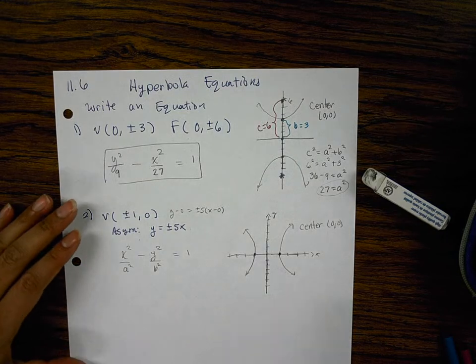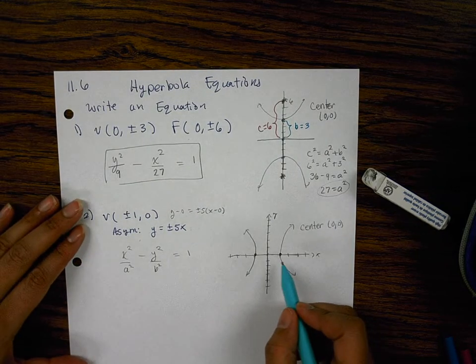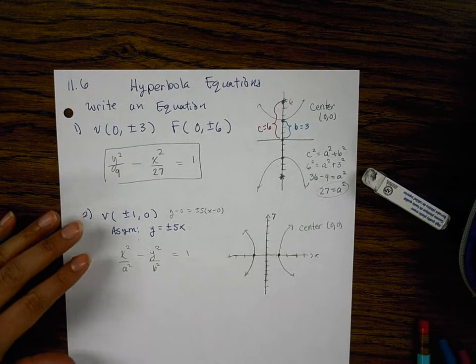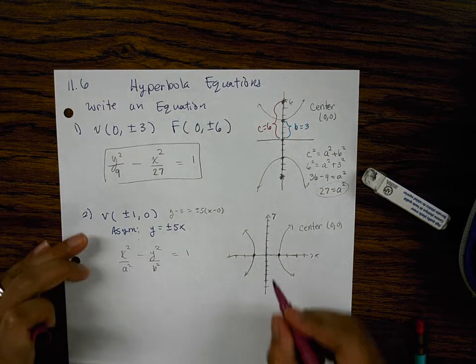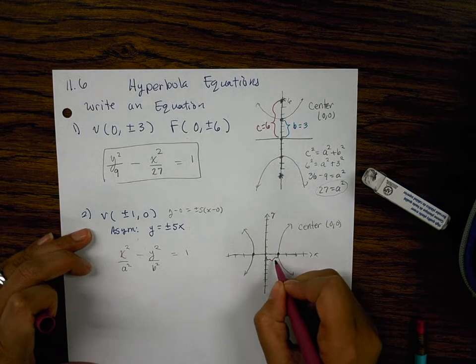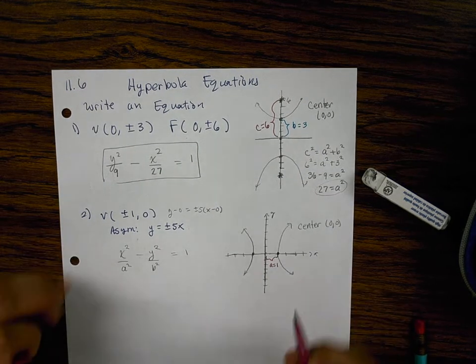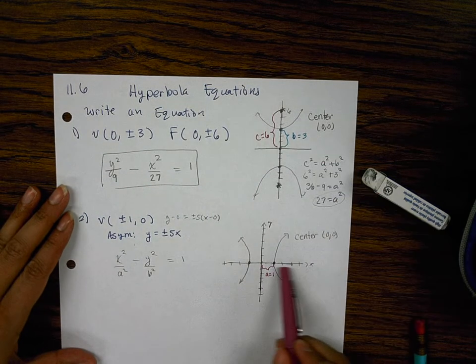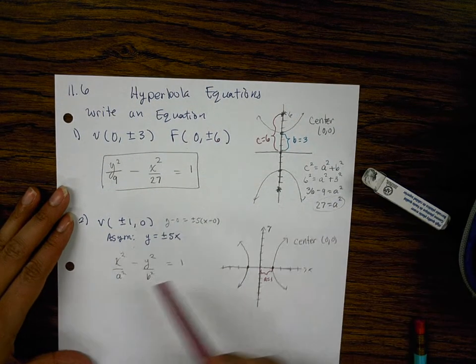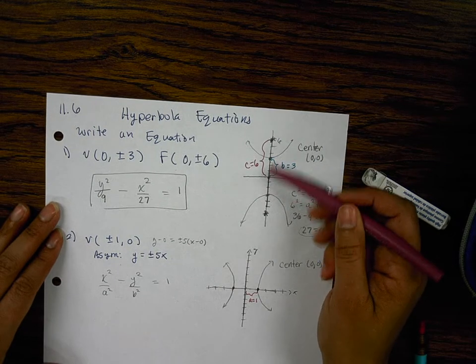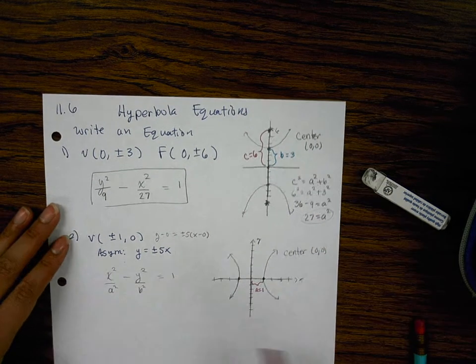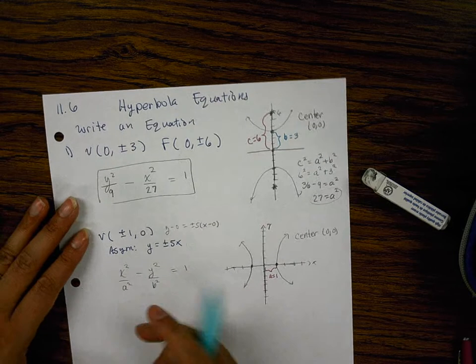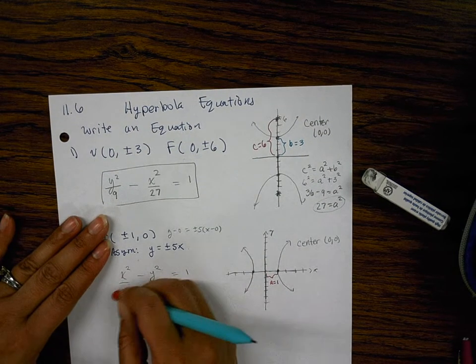Okay, right and left is the a, and you can see I go right 1, left 1, so this length right here is a equals 1. Now why is this one a and this one b? Because a runs right and left with the x, and the b runs up and down with the y. Okay, so a is 1, so I can erase this. 1 squared is 1.